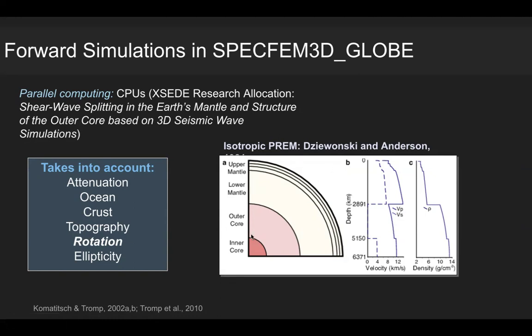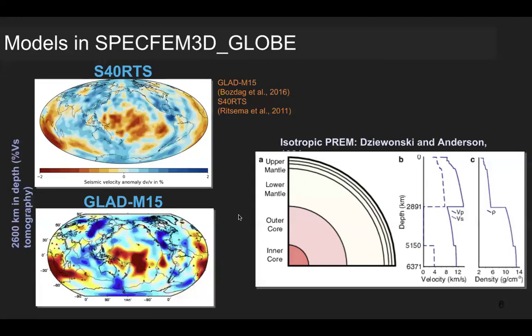Of course, you can also model different Earth models as well. We can model PREM, just the standard 1D Earth model, but we can also implement 3D tomography models. So we can even look at heterogeneity in Earth's mantle. And these were the models that I considered during this study.